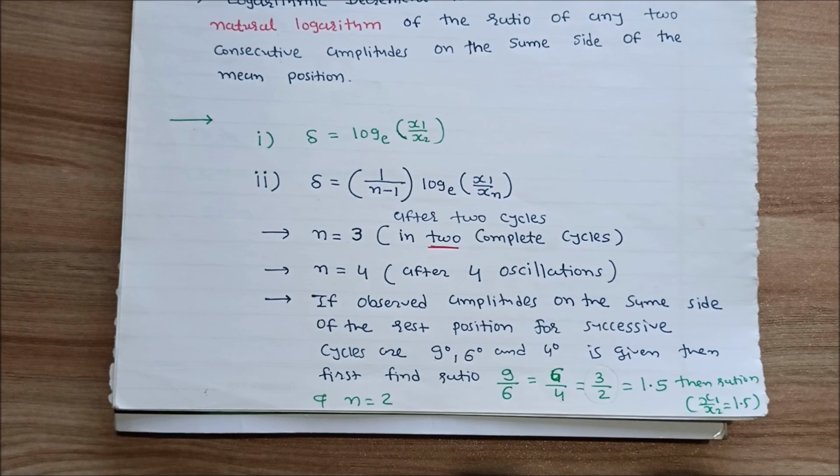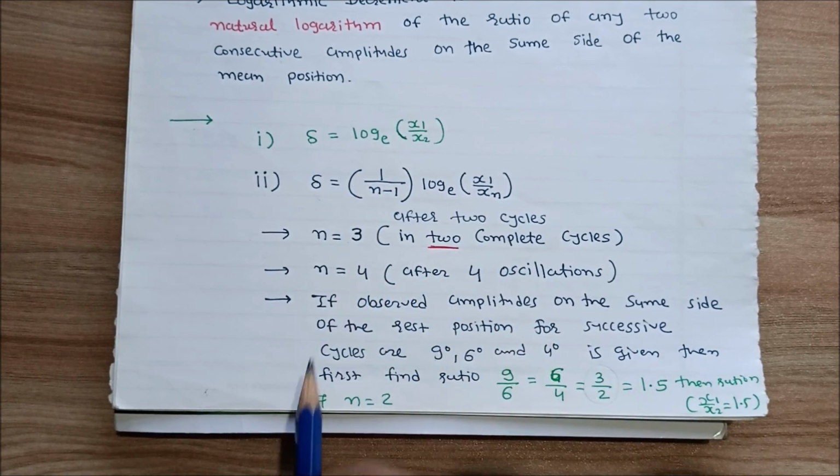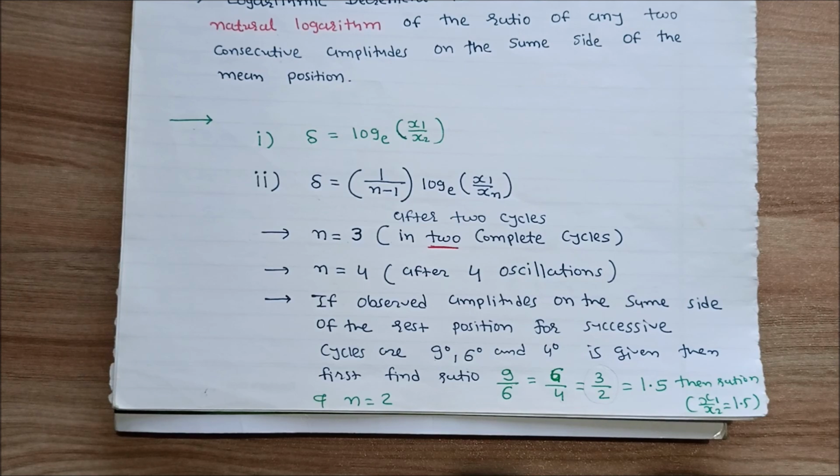So remember this condition: after two cycles or two complete cycles, you consider n is equal to 3. After 4 oscillations, n is equal to 4. If three observations are given, then the condition is n is equal to 2, and you find the ratio by x1 by x2, or x2 by x3.